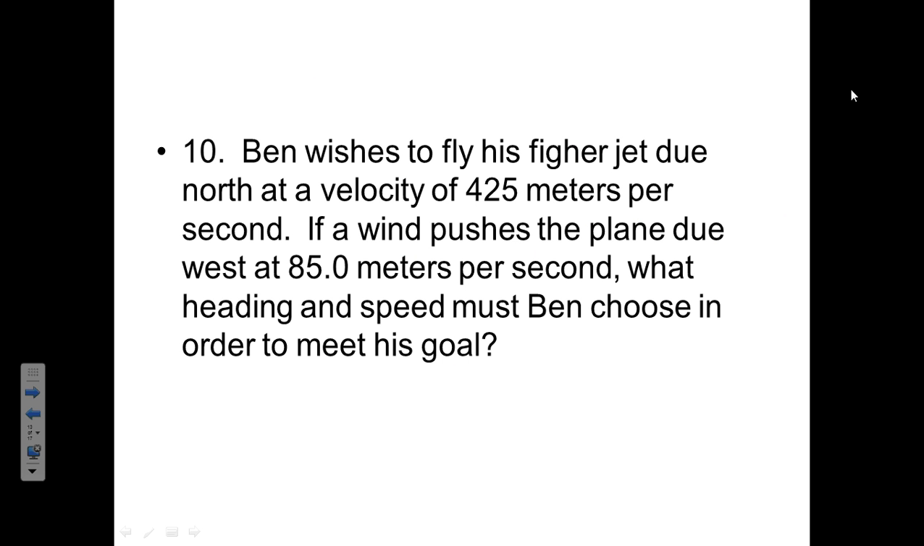All right, now this one is pretty much just like one off the quiz. Take a second and read it. This is the one where you kind of had to think a little bit. But if you did the correct logic, this one was a really easy problem. Problem about Ben flying his jet. So this time he wants to go due north. The wind's pushing him west.